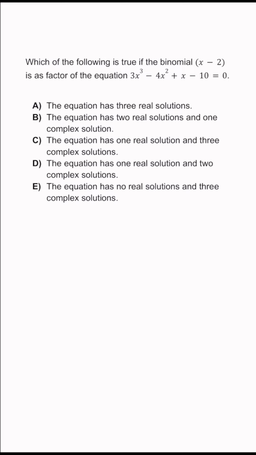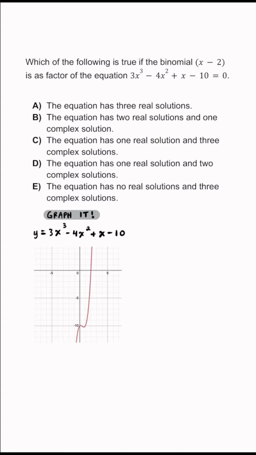Which of the following is true if the binomial x minus 2 is a factor of the equation 3x cubed minus 4x squared plus x minus 10 is equal to 0? Since you can use a graphing calculator, a great strategy for this type of problem is just to go ahead and graph it. If you go ahead and graph this equation, it'll help you answer this question real quick.